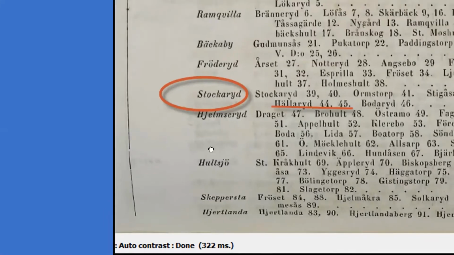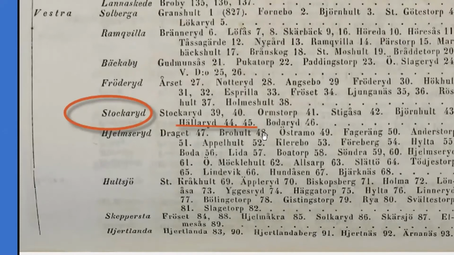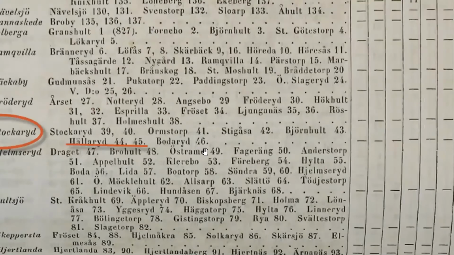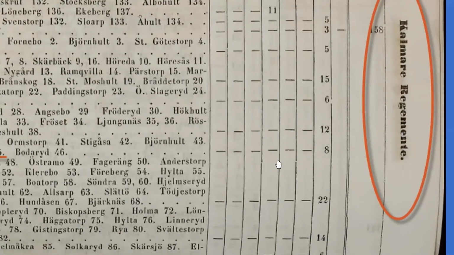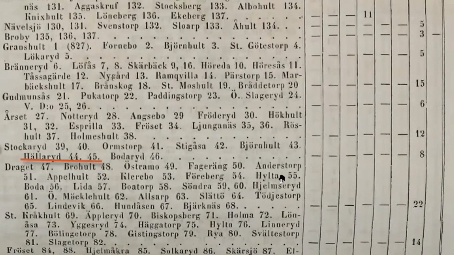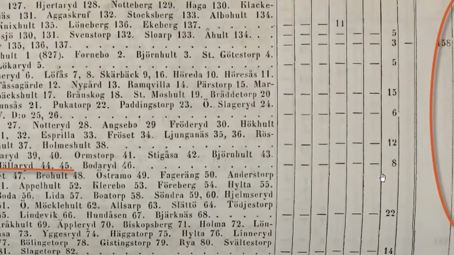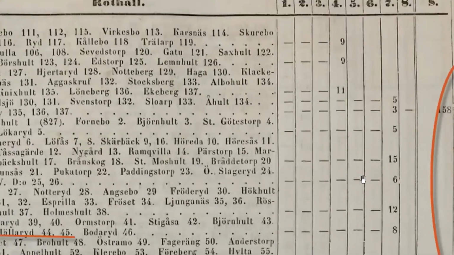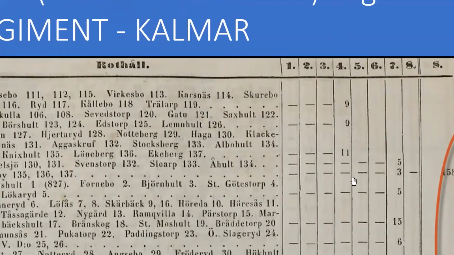Here it says Stockeryd. I see Halleryd, 44 and 45, there were torps. Since this is a screenshot, but if I were in the application, I could rotate the image, it is Kalmar Regiment. Now the other thing I need to know is the company. Here I see a number 8. You see there's 1, 2, 3, 4, 5, 6, 7, and there's actually 8 columns. Up at the top, that's representing the company, but I don't know what the company is from this page.